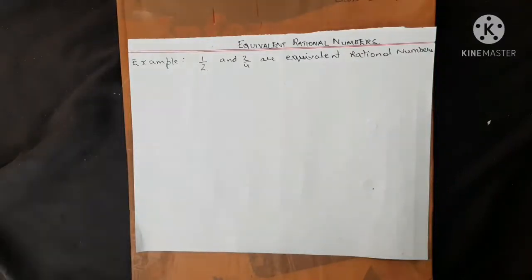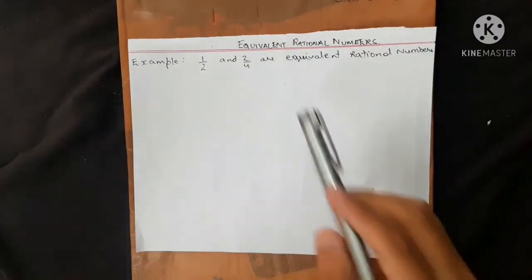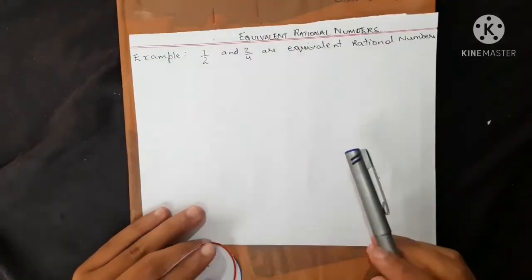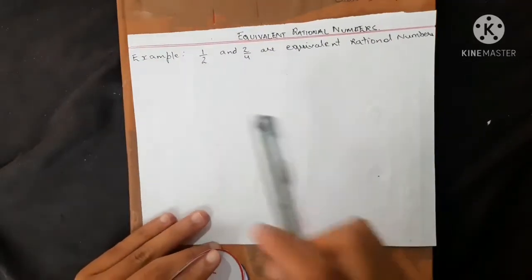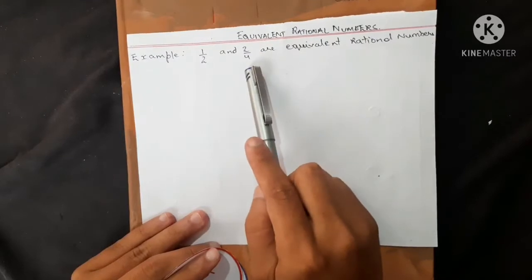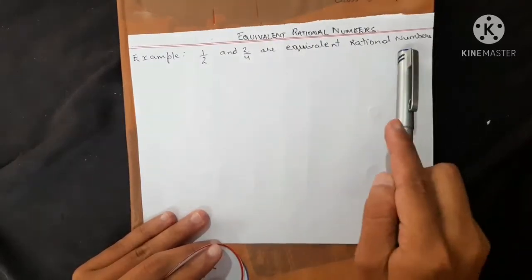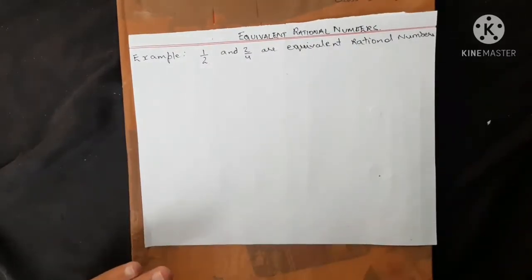Hello students, so the next topic is equivalent rational numbers. Okay, this is a very important topic. Here I have 1 by 2 and 2 by 4. I say that they are equivalent rational numbers. How do I know that? Let us take that example visually.